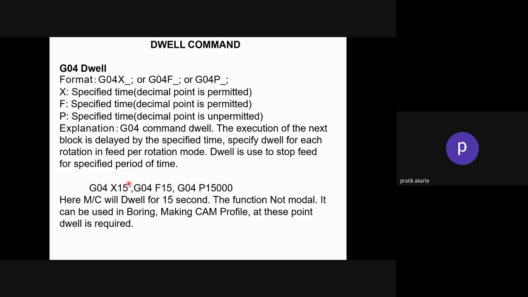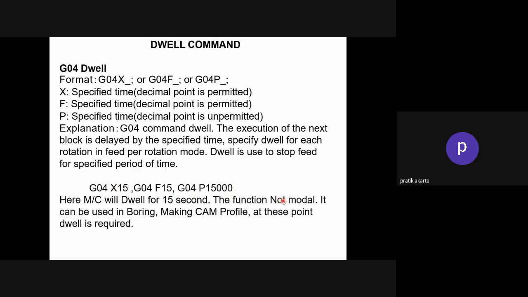So the machine will stop for 15 seconds, either for movement in the X direction, or feed will be stopped, or thread cutting will be delayed for that particular duration. The function is non-modal. Non-modal means this command will remain activated only for the execution of that particular block.